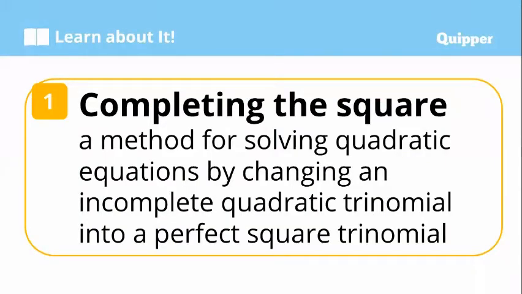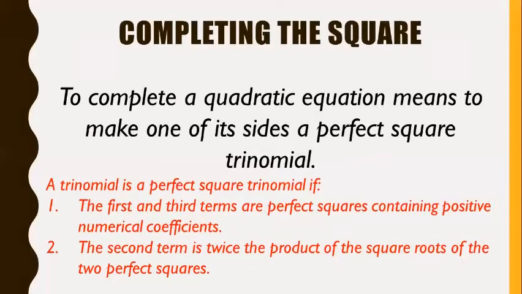Let's first define the term completing the square. It is a method for solving quadratic equations by changing an incomplete quadratic trinomial into a perfect square trinomial. To complete the square of a quadratic equation means to make one of its sides a perfect square trinomial.